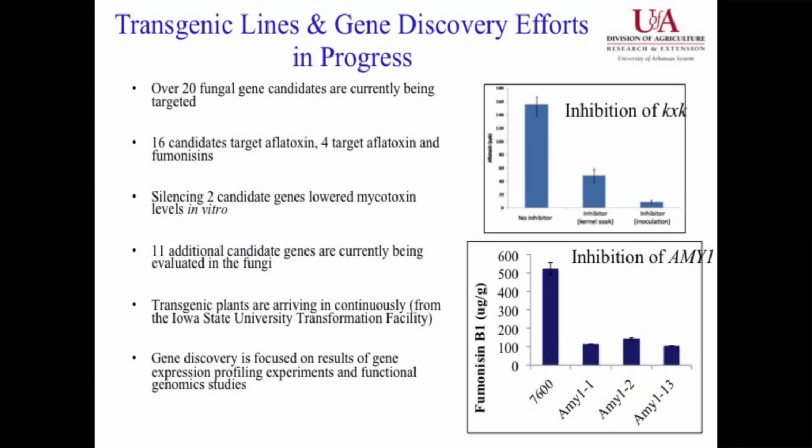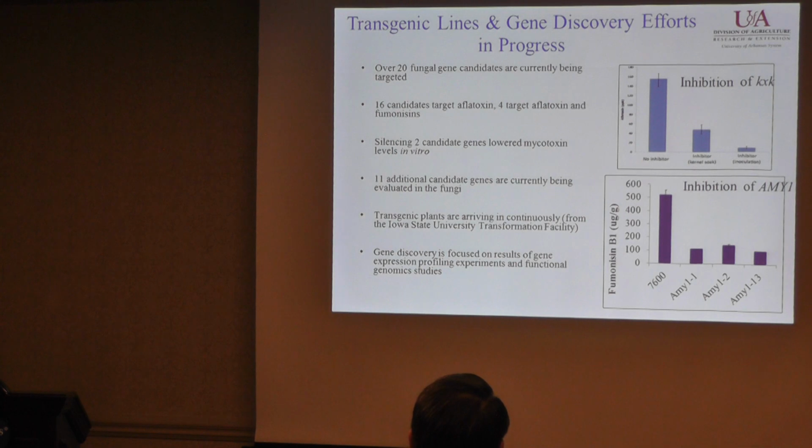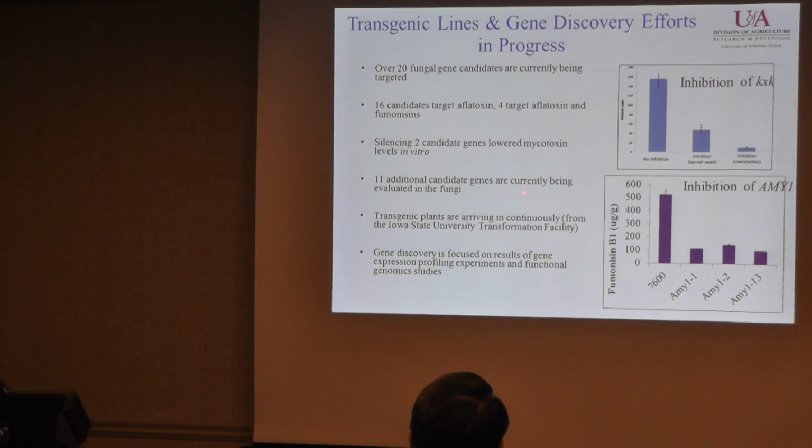I want to say a little bit more about this alpha amylase. In an earlier study by Dr. Charlie Woloshuk's group, they identified that when you inhibit alpha amylase, you also get suppressed aflatoxin production. So by inhibiting alpha amylase, we may be able to inhibit both aflatoxin and fumonisin. So this is a good target to work on. They silenced 2 candidate genes, and these are the ones with lower aflatoxin. And 11 additional candidate genes are currently being evaluated in the fungus.